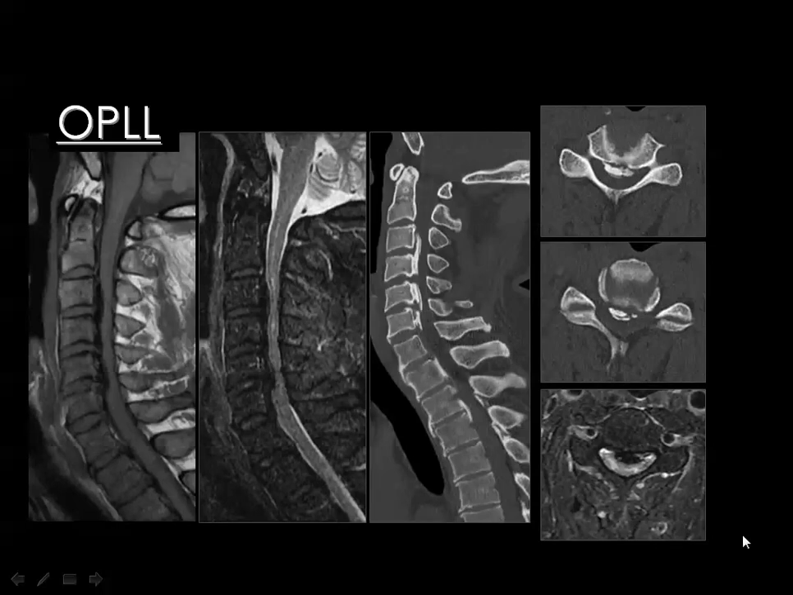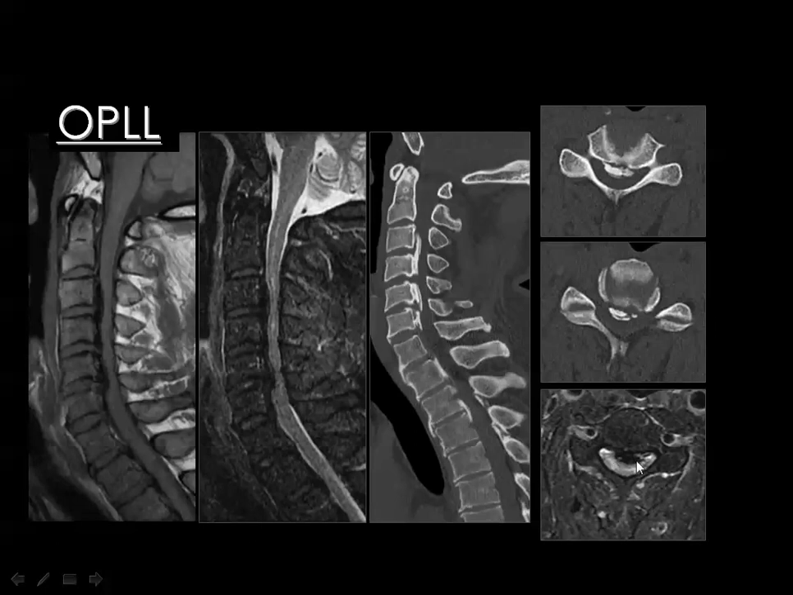Here is an example by CT. You get calcification, which is usually interrupted, of the posterior longitudinal ligament. And this is the axial image where you can see the ossification of the ligament. On MRI, you get sheets of low signal in the T1, and also low signal in the T2, encroaching on the spinal canal and compressing the cord.